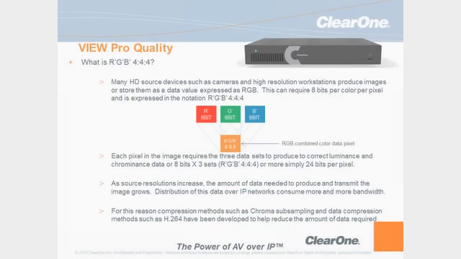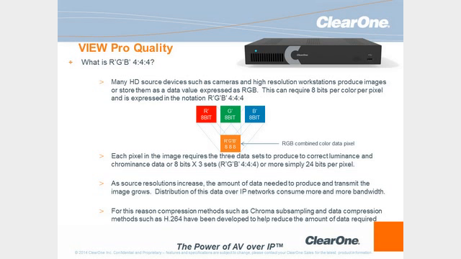This module covers color space. High-quality digital video is captured in a format called RGB 444. This requires 8 bits per color per pixel and is expressed in the RGB 444 notation. Each pixel in the image is going to produce the correct luminance and chrominance data, which will require 24 bits per pixel. And as you know, as the resolutions increase, the amount of data needed to produce and transmit will grow.